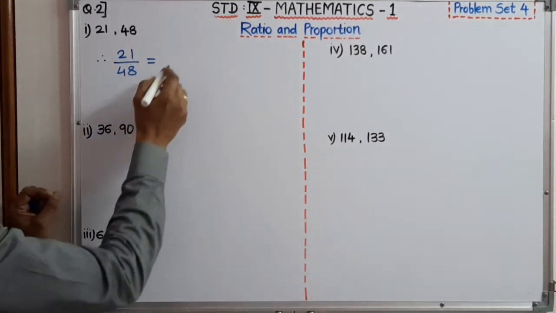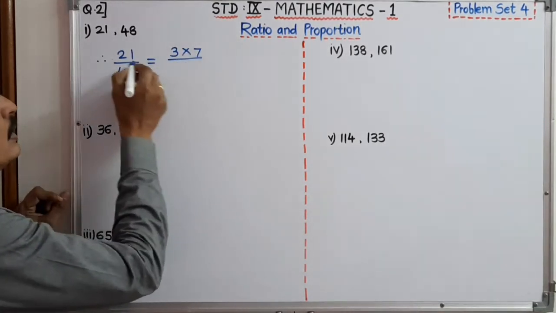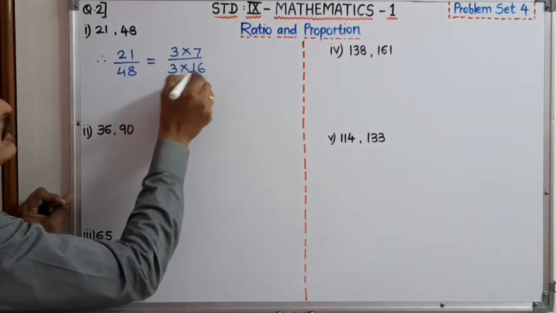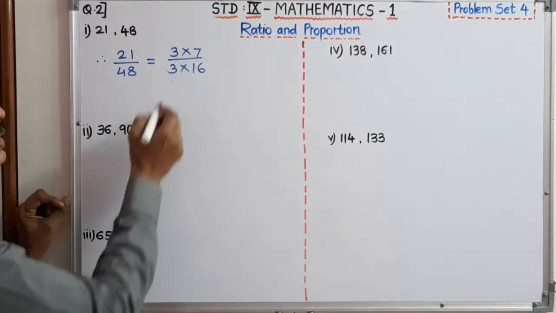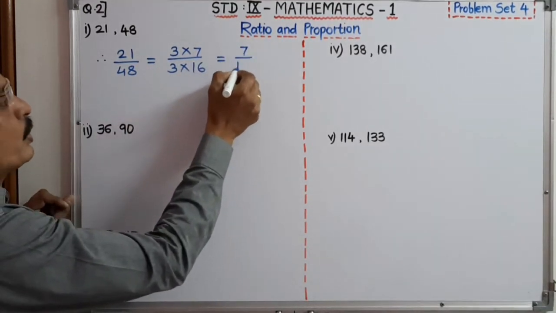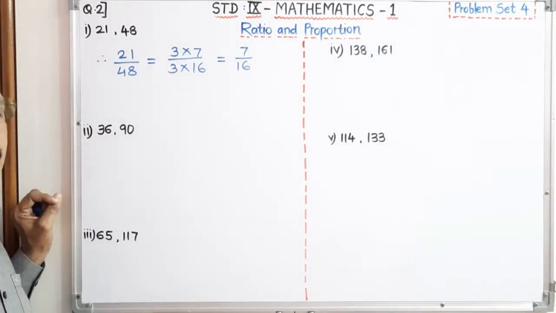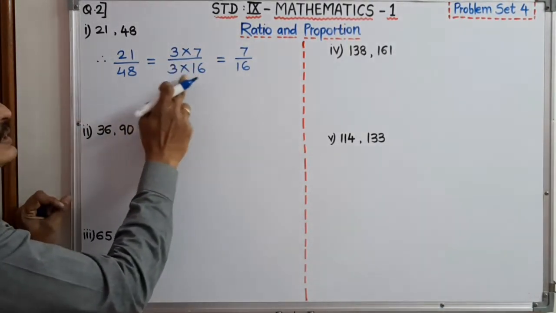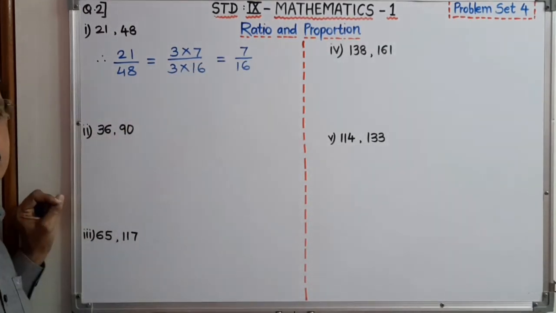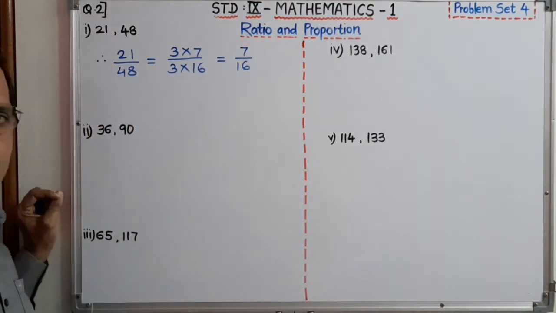Now, dear student, all of you know that 3 7s are 21 and 3 16s are 48, therefore we write 3 into 7 upon 3 into 16. Now, this 3 and 3 get cancelled. It is 7 upon 16. Got it? Very simple. 7 3s are 21 and 16 3s are 48 and we got here 7 upon 16. It is the ratio of 21 to 48 in reduced form.